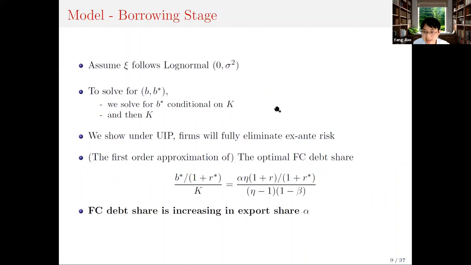So with this risk aversion, one can imagine if we have a UIP, uncovered interest parity, basically borrowing in foreign currency and borrowing in local currency are going to be, in expectation, the same cost, right?